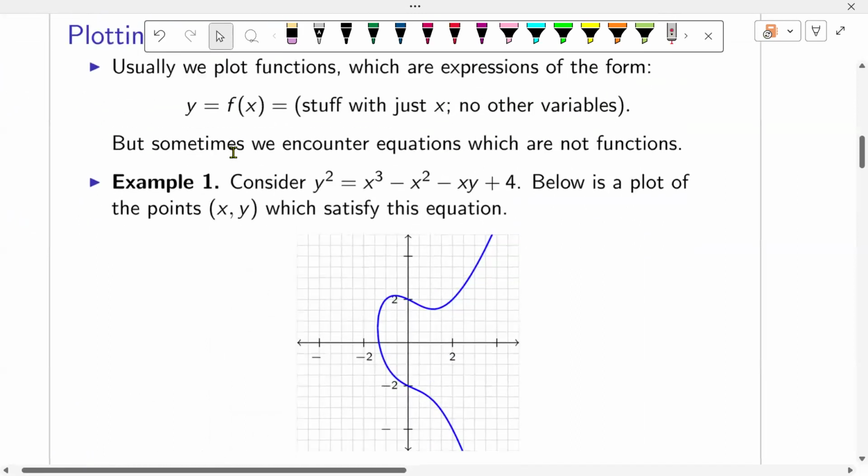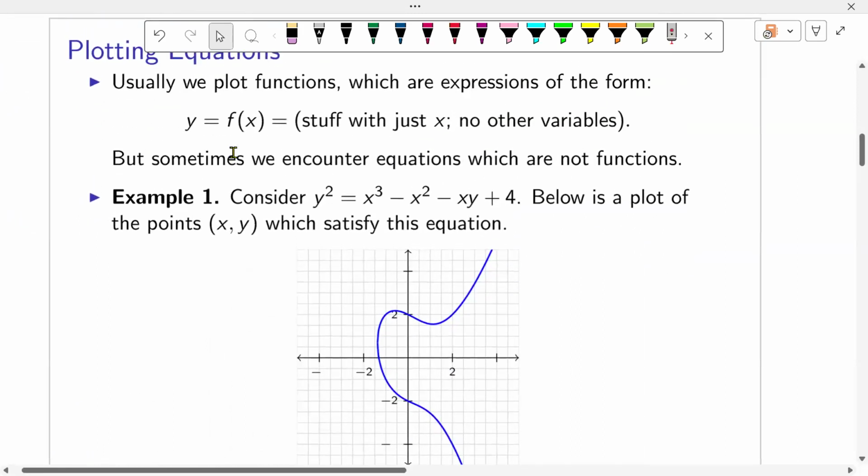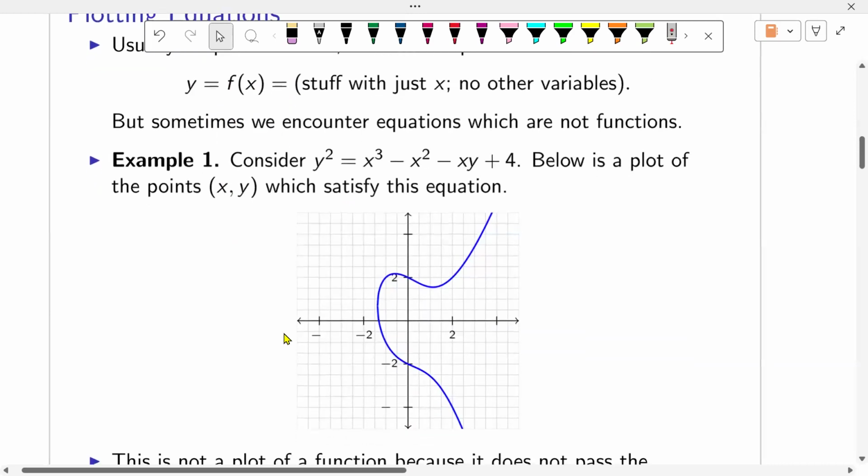Okay, so we've been working with functions. A function looks like this: y equals f of x, and f of x is stuff with just x, no other variables. You recognize that's what we've been doing? Those are the functions we've looked at. We know how to take derivatives of functions like this. But there are other types of algebraic expressions out there in the world.